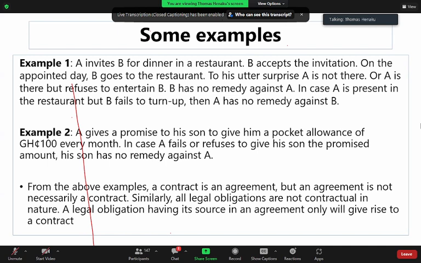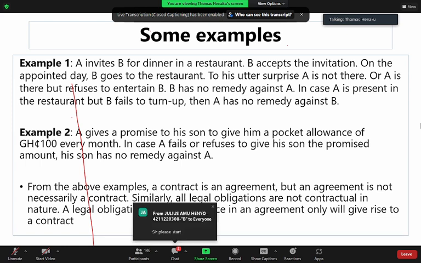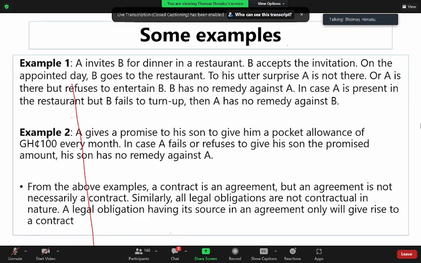So I'm saying that neither A nor B has a remedy against each other if any of them actually fails to live up to their promise or the agreement. And why? Because in this scenario, there is nothing that actually binds anybody by law. I just promise you I'll take you to lunch. I show up, I do not actually buy you the lunch, or I decide not to even show up at all.